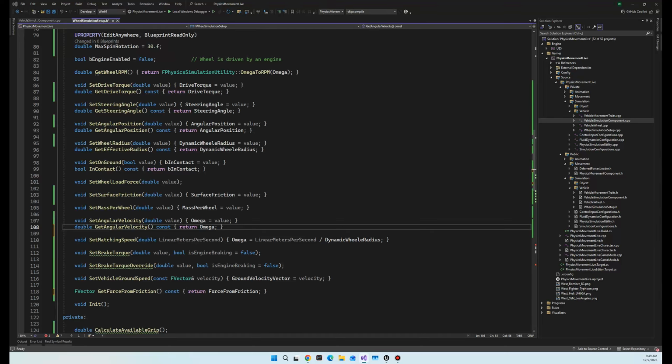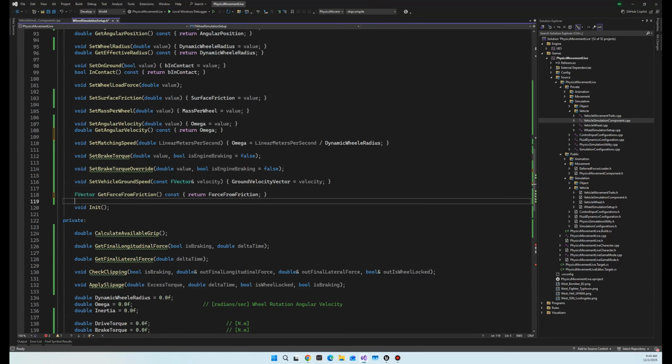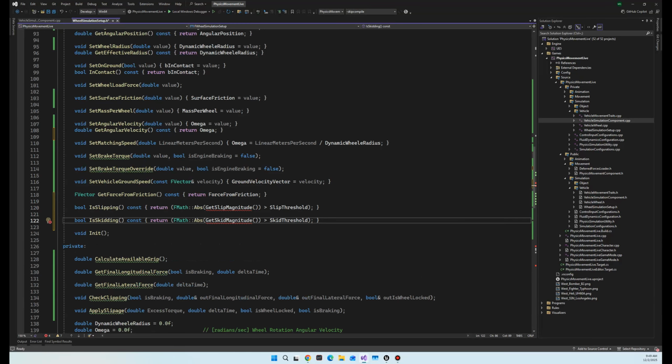We have a couple of is variables for is slipping and skidding. So I'm just going to pop these guys down there. This is getting the slip magnitude and skid magnitude, and we're going to get those functions a little bit later. But as you can see here, we want to know, are we slipping and are we skidding based on the magnitude, and if that magnitude is over the threshold, it'll let us know if we're skidding or slipping. Get steering angle, I think we already have that.